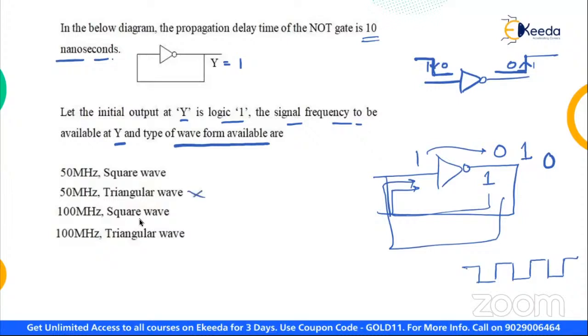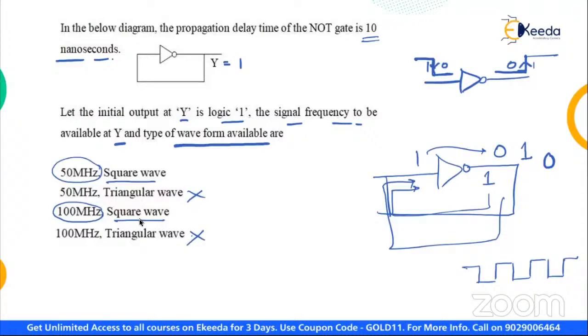If this is continuously happening, I'll keep on getting these square waves. So definitely the type of waveform will be square wave. And therefore option B and option D are wrong, which claim that they are a triangular wave. So only two options are left. Square wave is 100% correct. But what I have to determine is the frequency. So how do I get that? Is there anybody who can help me out for that? How do I get the frequency, guys?